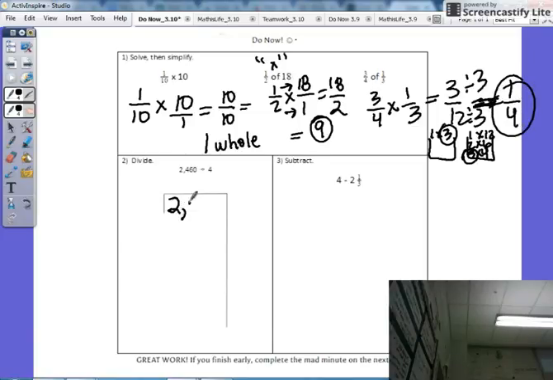Number 2, divide. 2,460 divided by 4. Can 4 go into 2? Find the first number and ask yourself, can it go into it? No. If that divisor is bigger than the dividend, then it can't go. Can 4 go into 24? Yes. Now ask yourself, how many times can 4 multiply to get into 24? 4 times 6 will give me 24.